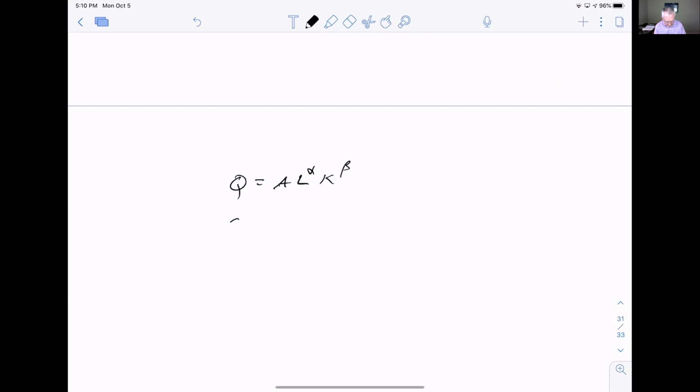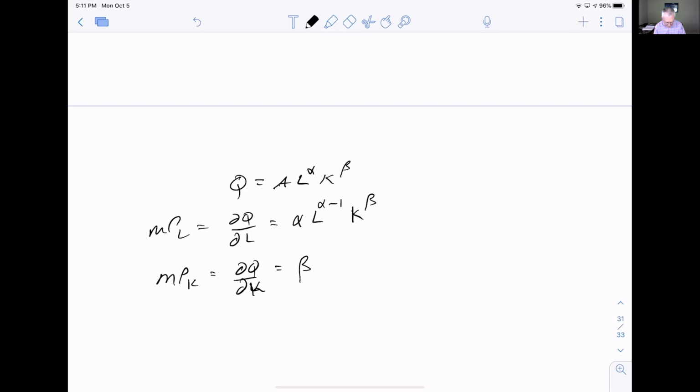Now, notice that the marginal product of labor, MPL, remember, is going to be alpha L to the alpha minus 1, K to the beta. And the marginal product of capital is going to be the partial of Q with respect to K, and that's going to be beta L to the alpha, K to the beta minus 1.